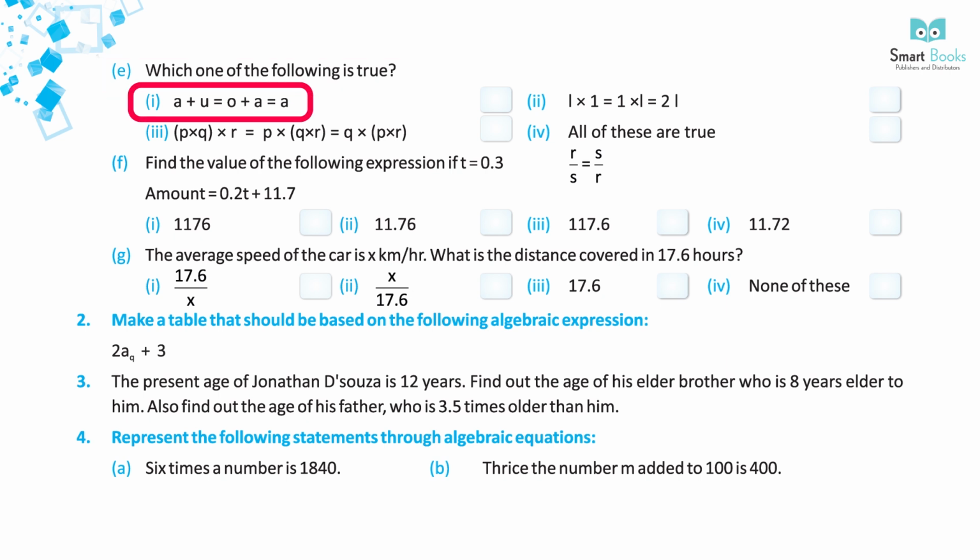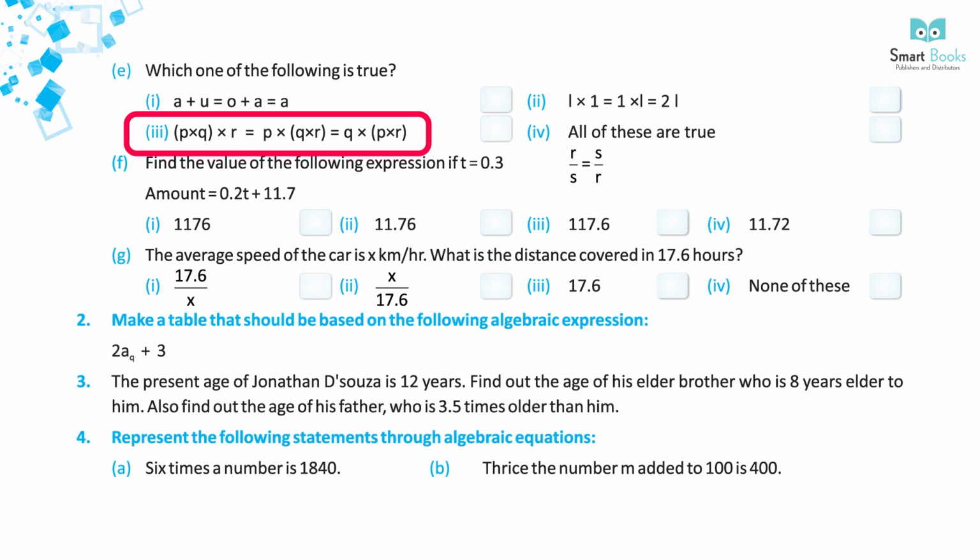E. Which one of the following is true? First, a plus 0 equals 0 plus a equals a. Second, l into 1 equals 1 into l equals 2l. Third, p into q into r equals p into q into r equals q into p into r. Fourth, all of these are true. Solution. Third, p into q into r equals p into q into r equals q into p into r.